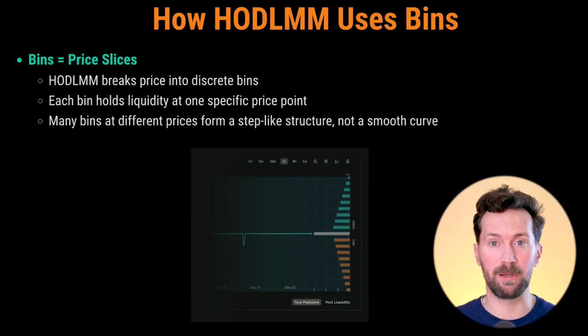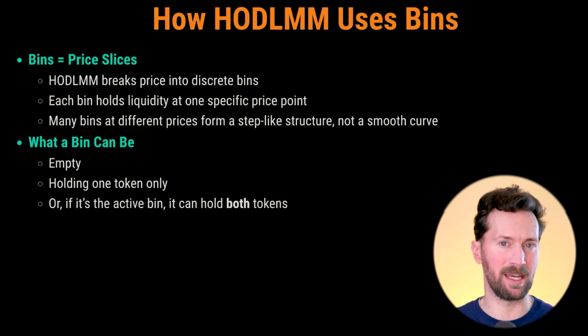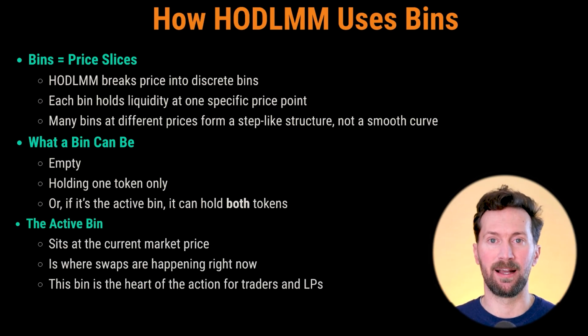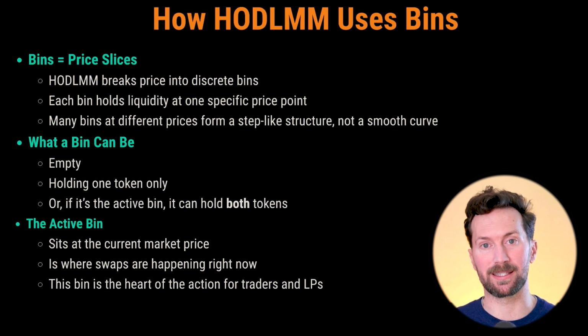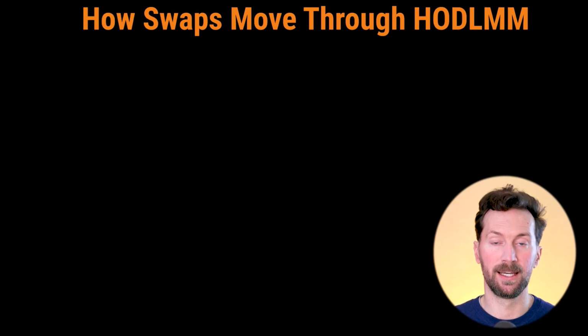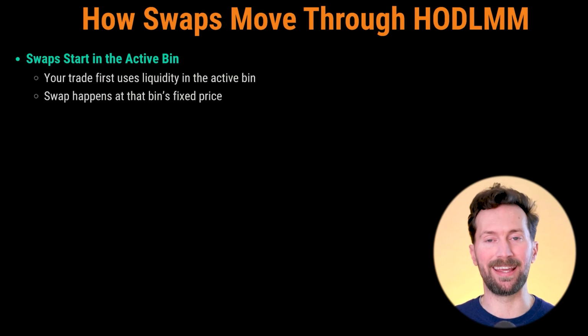A price bin can be one of a few states. One, it can hold one token only, or it can be empty, or if it is the active bin, it can hold both tokens. So the active bin is the bin where the current market price is sitting, and also where the swaps are actively happening at that moment. So here's how swaps actually flow through HODLMM. When you trade, the swap first uses liquidity in the active bin, converting one token to the other at that bin's fixed price.